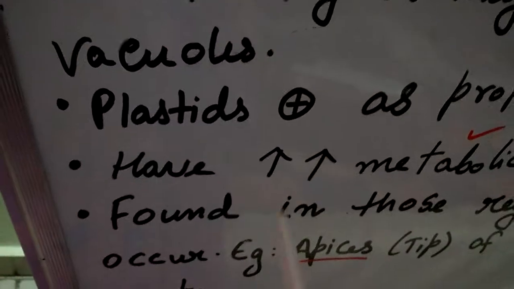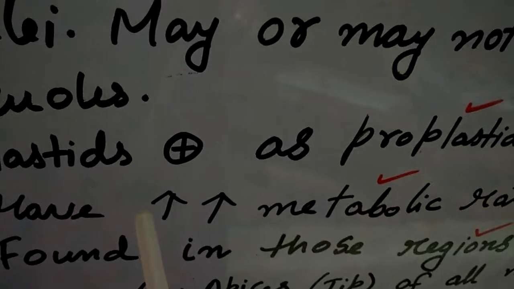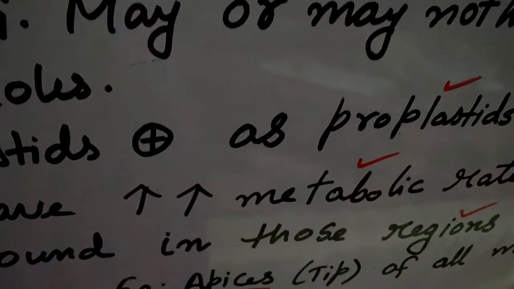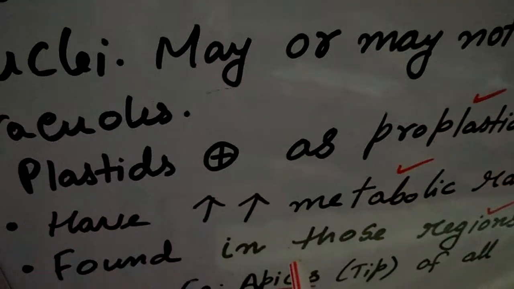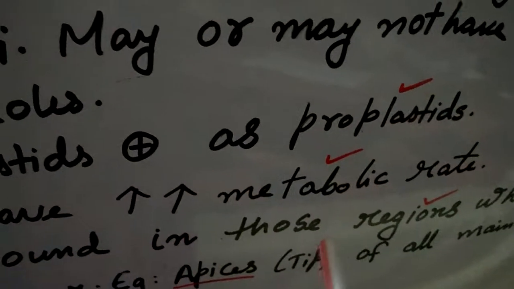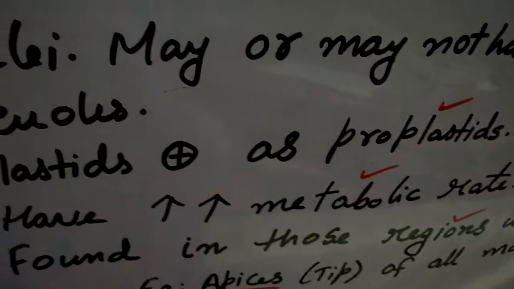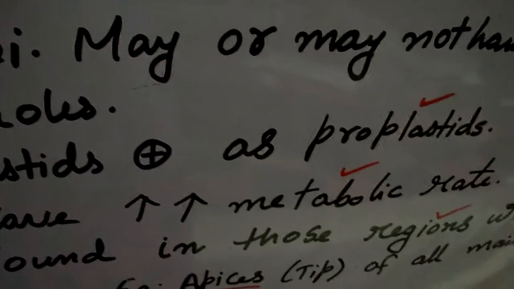Have very high metabolic rate. These two arrows pointing upward are basically telling you high metabolic rate. Why high metabolic rate? Because the cells are living and thin walled. So it is very obvious that the cells have a very high metabolic rate, show very high activity, are capable of dividing very fast and growing very fast, and altogether we say having very high metabolic rate.